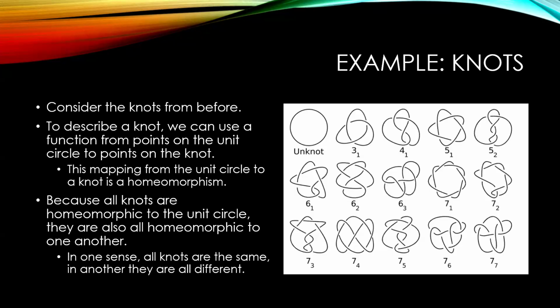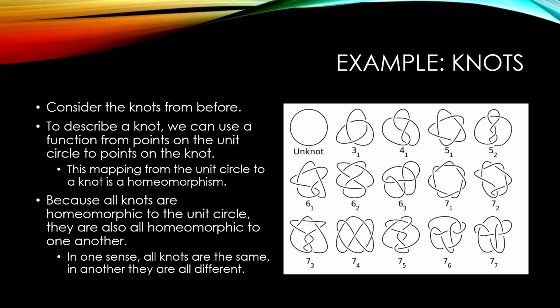Now let's consider knots. When we talked about knots before, we said that these prime knots were not homotopy equivalent because we couldn't stretch one knot into another knot. They are homeomorphic though. And the reason for that is if we think about any of these knots, they're really just this circle shape. And so if we take some point and we follow the point around the knot, eventually we're going to end back at our starting location. These are all just different versions of a circle.